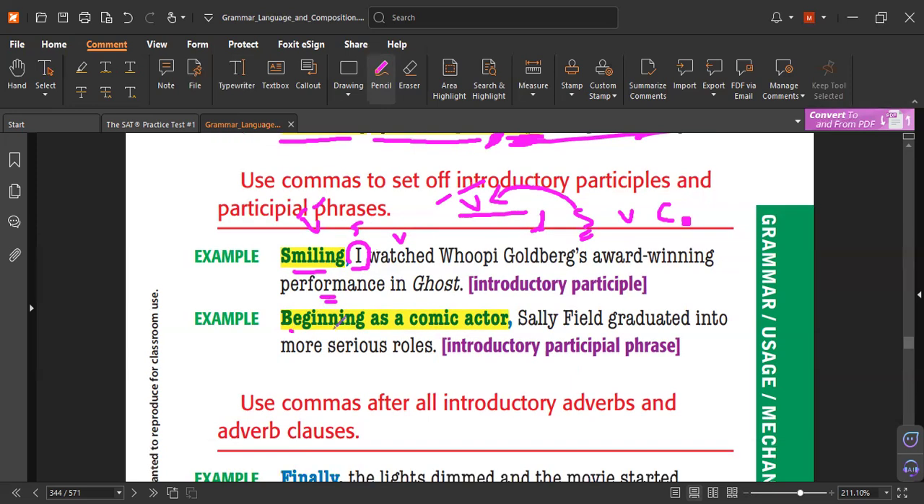Again, beginning as a comic actor, who? A person. The subject of the sentence, Sally. So Sally here is the actor of the action? Yes. Sally is the singer, so the actor is the singer. There is no mistake. So if you want to use a phrase or phrases at the beginning as an introductory, you must use a comma. But the point here, he gives you another example of phrases. So any phrase.